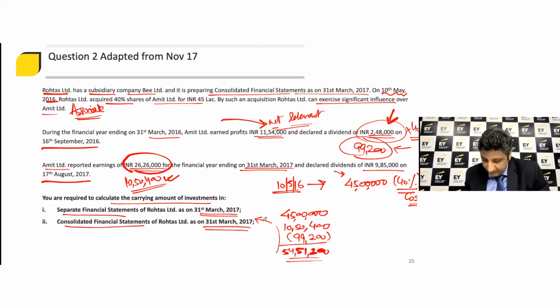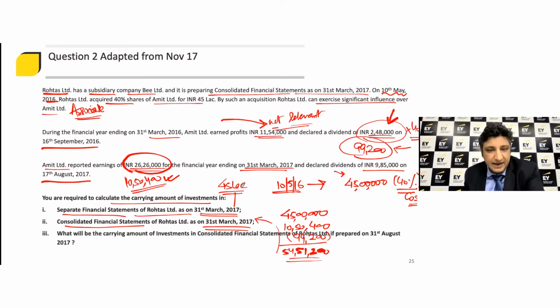Now, as far as the separate financial statements are concerned, you may continue to show it at 45 lakh rupees if, for example, using the cost method. The question also asks what is the carrying value of investment if prepared on 31st of August 2017. The only difference here is a dividend of 9,85,000. The 40% of that would be 3,94,000.